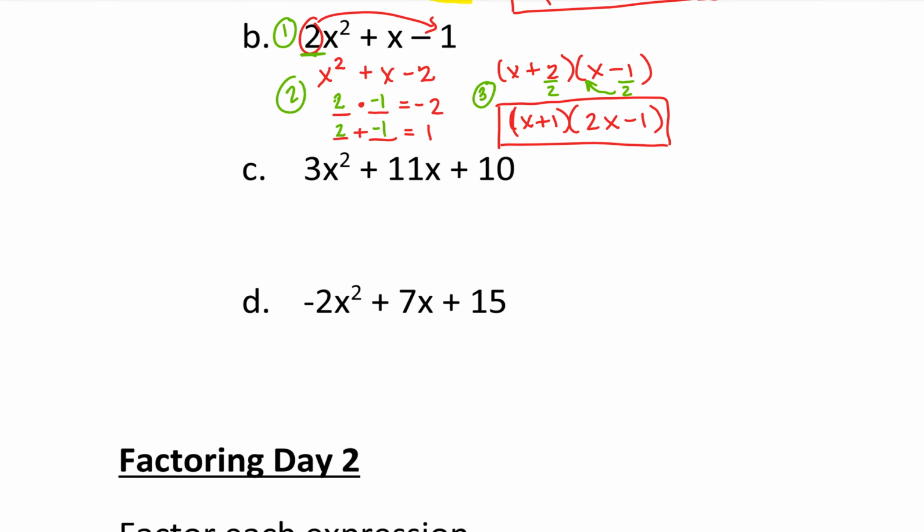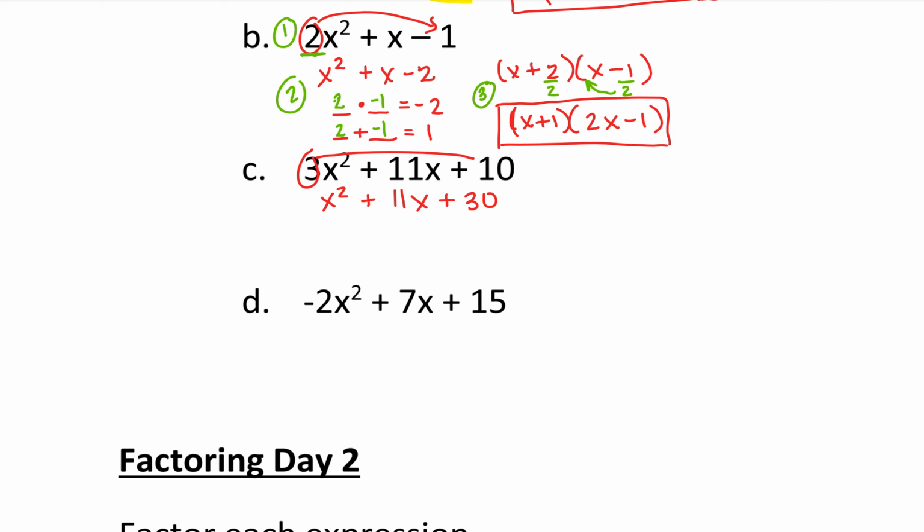All right, looking at C. 3, 11, and 10, do they have a GCF? No, they don't. So I'm going to use my method. I'm going to multiply the first times the last so that I end up with x squared plus 11x. That 10 times 3 is going to be a 30. So method 1 is done.